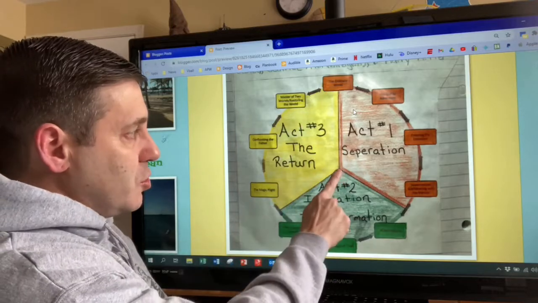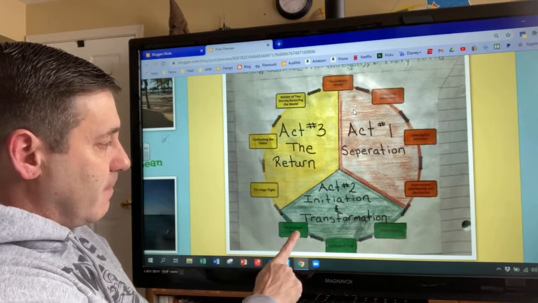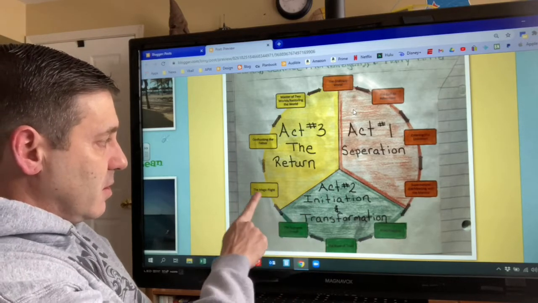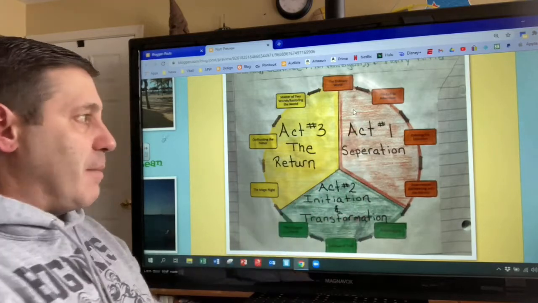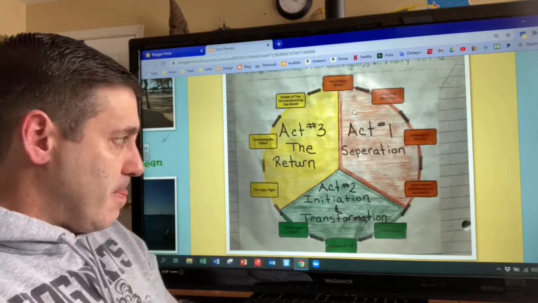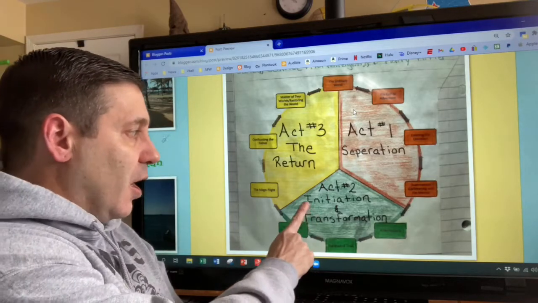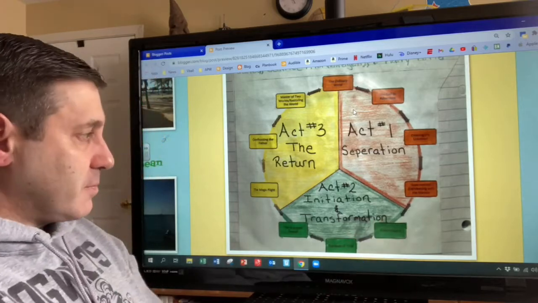So what I'm going to need to do right here again is I'm going to have to draw this line, and this line is going to go in between the Supreme Ordeal and the Magic Flight. Okay, and that's going to break up my diagram into 3 sections now. Act 2, okay, is called Initiation and Transformation.